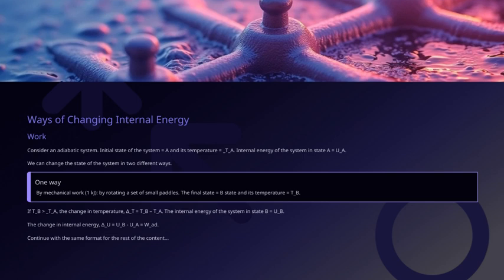Initially, the system is in state A with temperature TA, and its internal energy is UA. When we perform work or change the conditions, the system transitions to state B, with its temperature TB and internal energy UB. Understanding these concepts is key, because they connect the idea of energy transfer through work and temperature changes, which are fundamental to analyzing thermodynamic systems and their behavior.